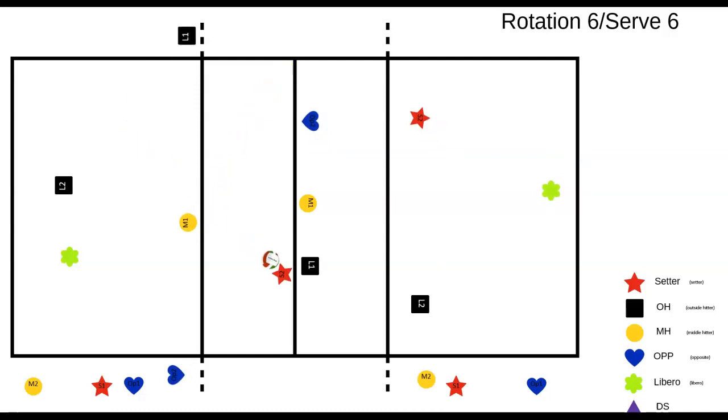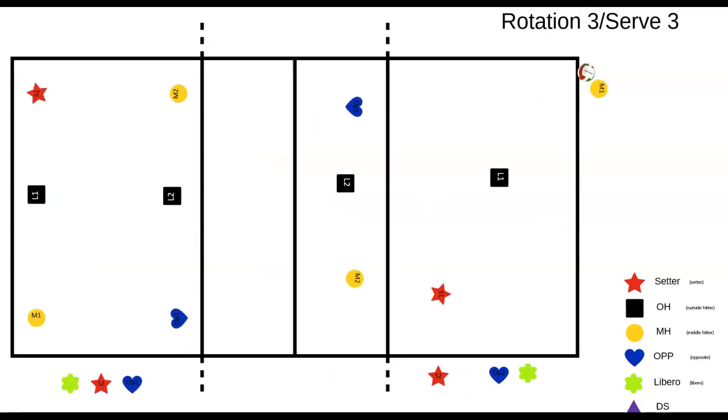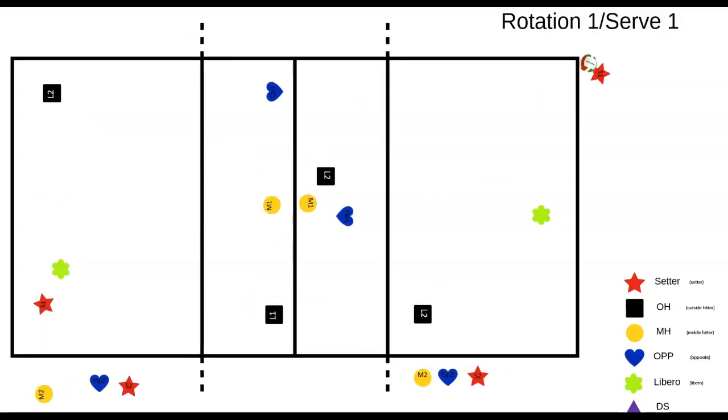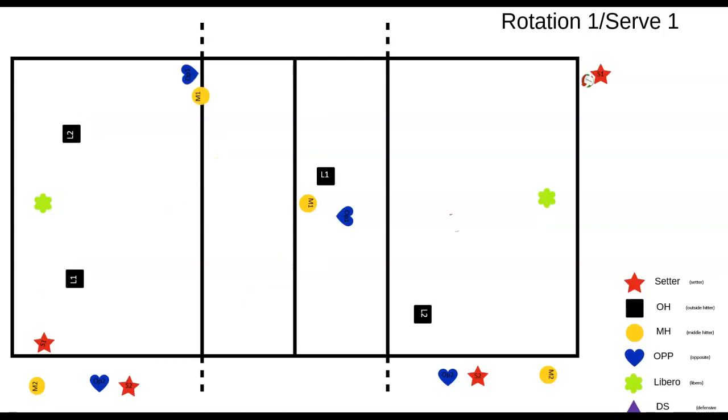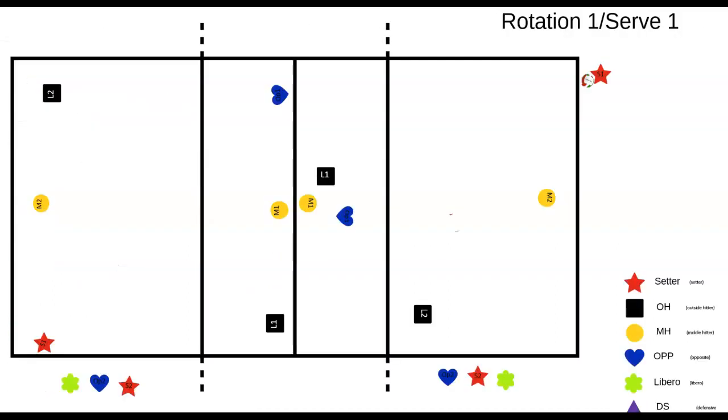Okay, so that's all 6 rotations. Now we are going to go back to the beginning, and we're going to walk through these. Let me get back there. Takes a minute because of all the animation. Okay, so here is rotation 1, serve 1.